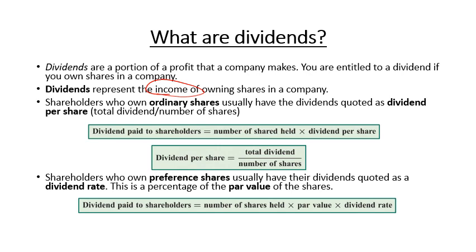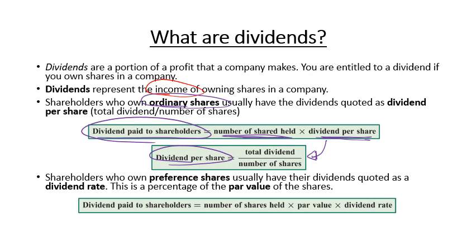in that company. All right, and there's two types of shares that you can own. You can own ordinary shares, which usually have your dividends quoted as dividends per share. So dividends per share is the total dividends divided by the number of shares. Then you can work out how much you would get paid as a shareholder, which is here, by looking at the number of shares you've got, and you multiply that by the dividend per share. And remember, dividend per share is calculated here.